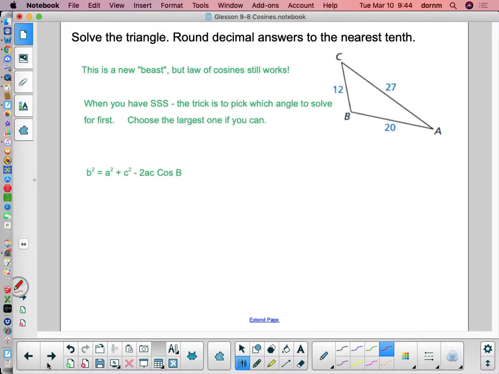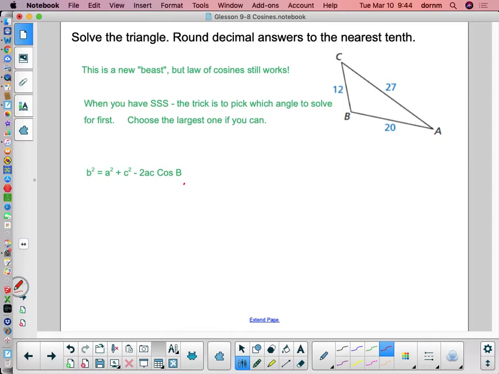Now, it is a little bit trickier when we know all 3 sides, when it's side, side, side. It's just going to be a little bit more algebra, because now the unknown is not all by itself with everything on one side of the equation. The unknown is actually going to be out here on this end of the equation, cosine of B, and we're going to have to work with that. When you know all 3 sides, the best strategy is to go for the largest angle first. Go for the biggest angle.